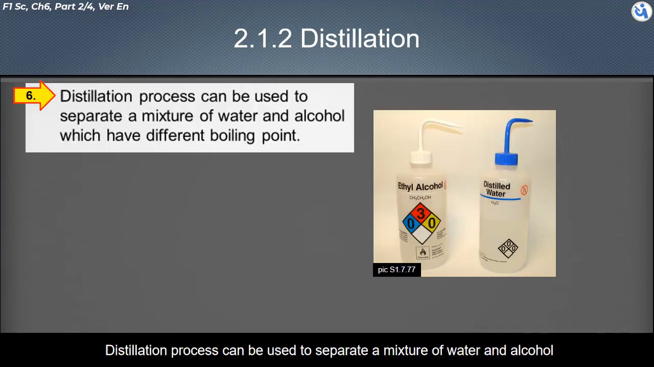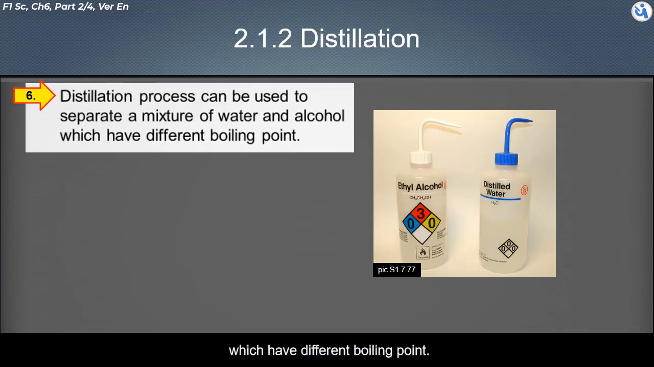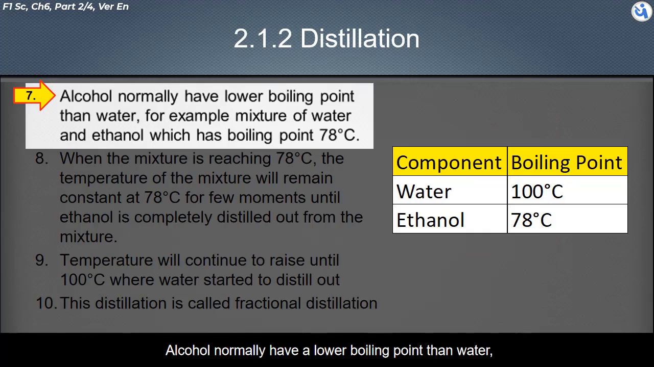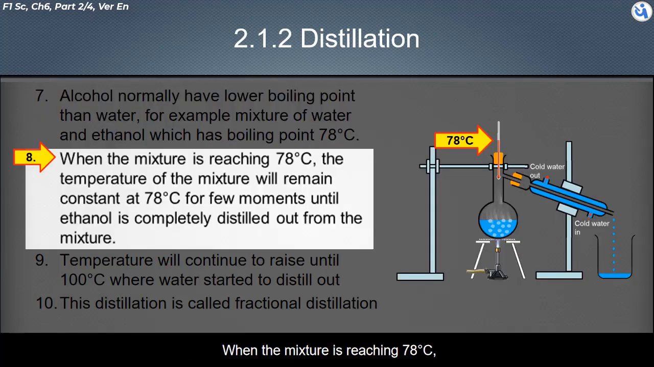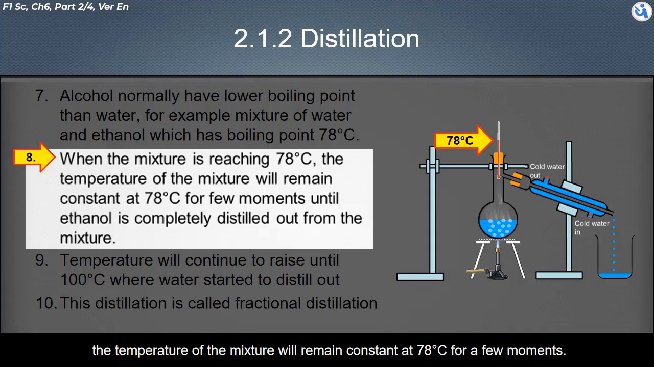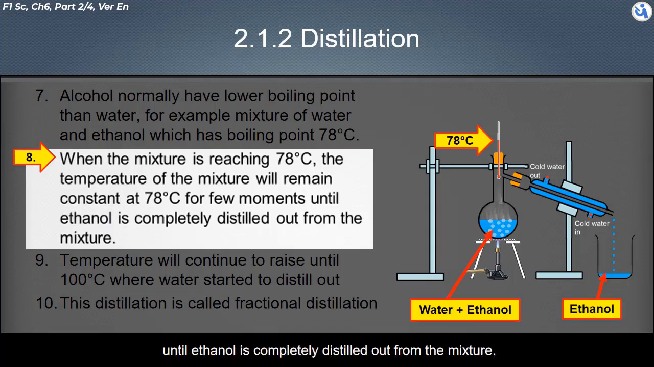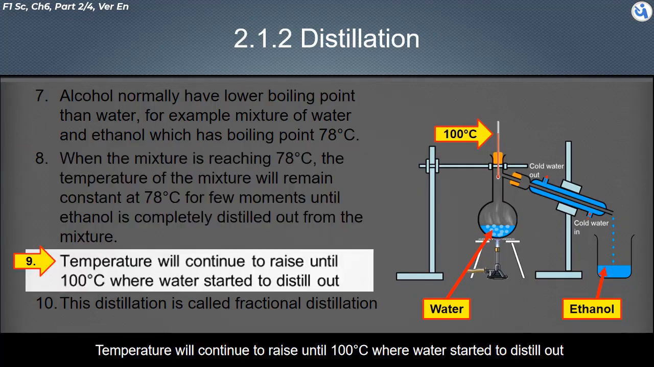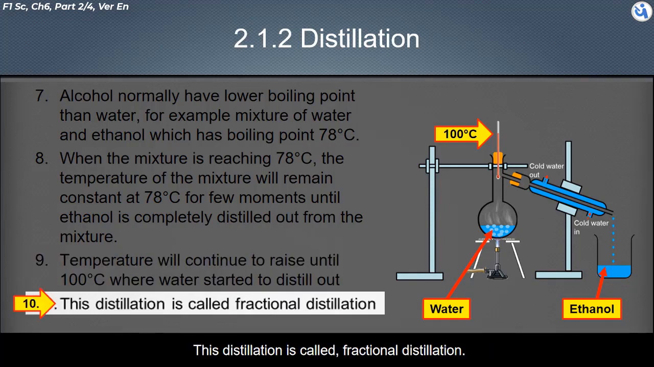The distillation process can be used to separate a mixture of water and alcohol, which have different boiling points. Alcohol normally has a lower boiling point than water. When the mixture reaches 78 degrees Celsius, the temperature will remain constant at 78 degrees Celsius for a few moments, until ethanol is completely distilled out from the mixture. The temperature will continue to rise until 100 degrees Celsius, where water starts to distill out. This distillation is called fractional distillation.